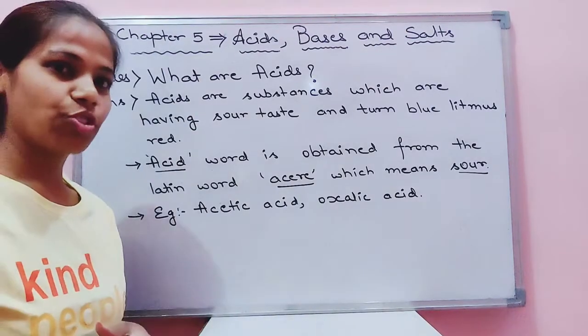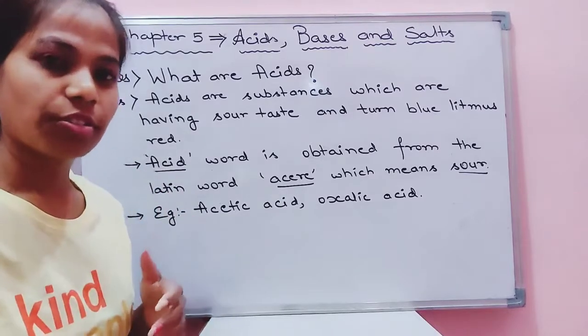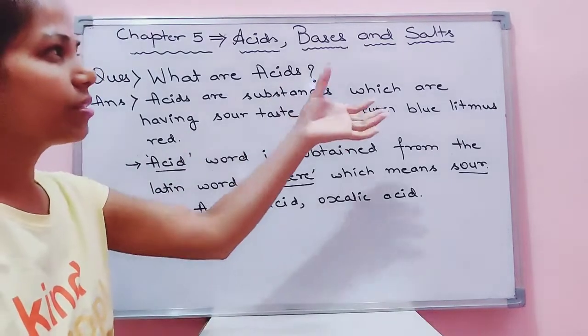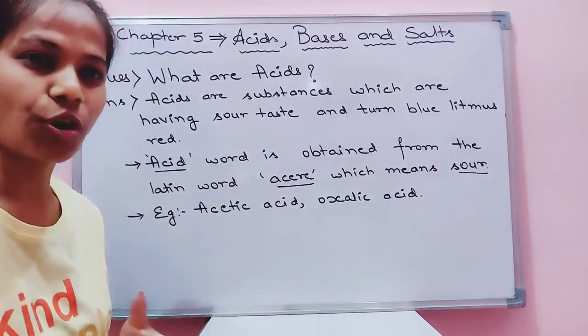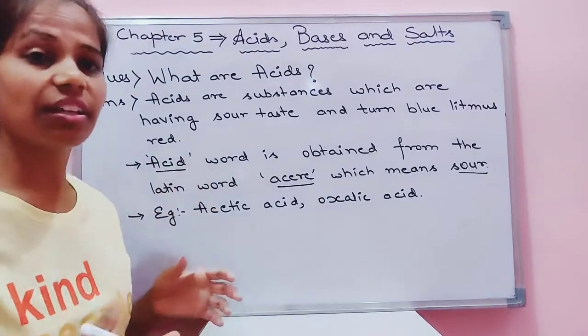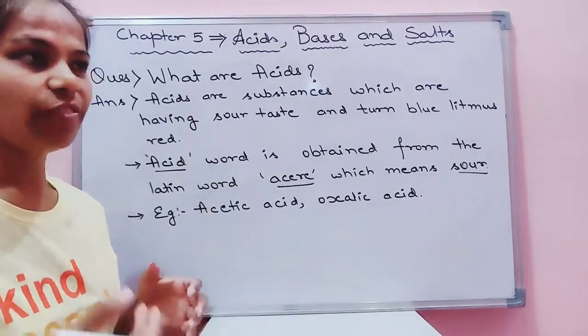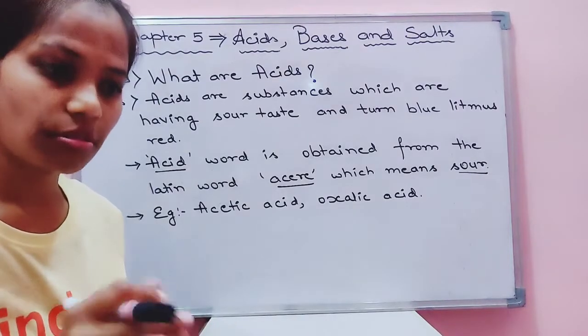Let's start the first topic of the chapter, children. Let me introduce you first. Okay, what are acids, what are bases, and what are salts? Children, these are the basic contents which are found in the organic and inorganic substances. These are the main contents which are found. Okay, and we classify it on the basis of their properties.